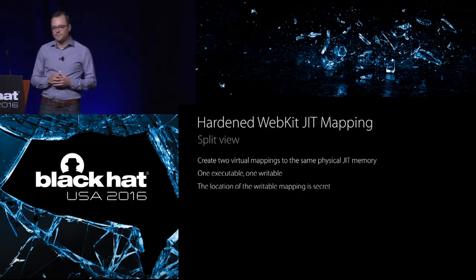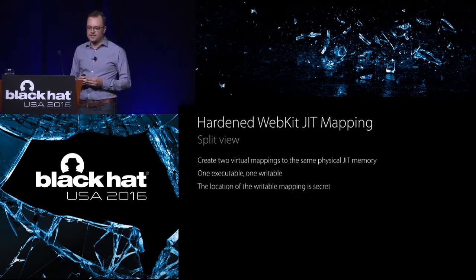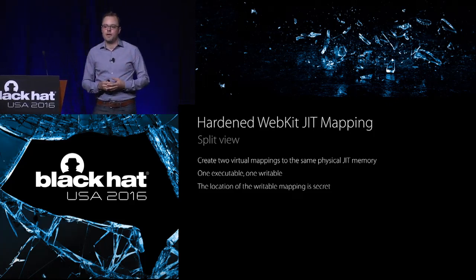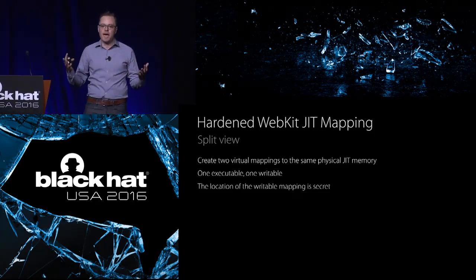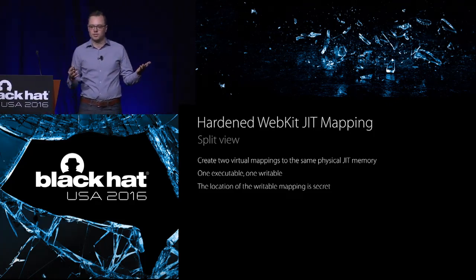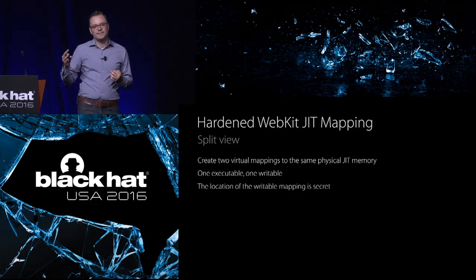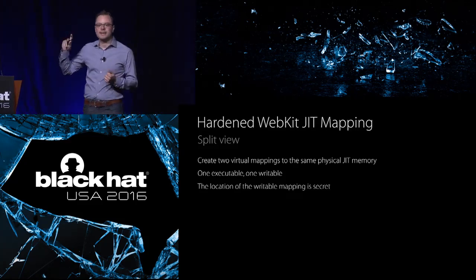So what are we going to do with this? Well, we're going to take our JIT memory region, and that same physical JIT memory, we're actually going to create 2 virtual mappings. One of them is going to be executable. One of them is going to be writable. And the writable mapping will be at a secret location.